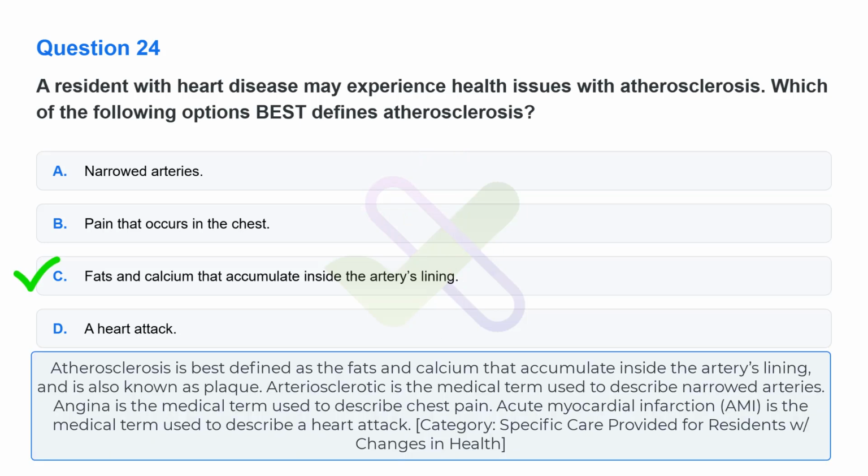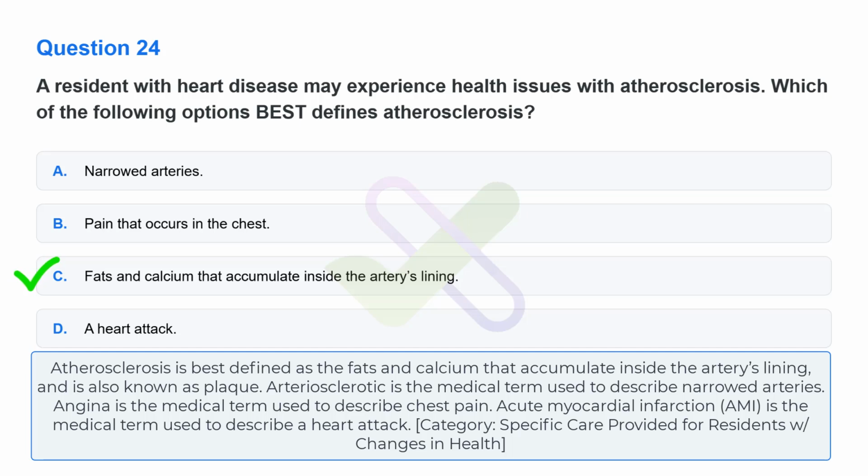The correct answer is C. Fats and calcium that accumulate inside the artery's lining. Atherosclerosis is best defined as the fats and calcium that accumulate inside the artery's lining, and is also known as plaque. Arteriosclerotic is the medical term used to describe narrowed arteries. Angina is the medical term used to describe chest pain. Acute myocardial infarction, AMI, is the medical term used to describe a heart attack.